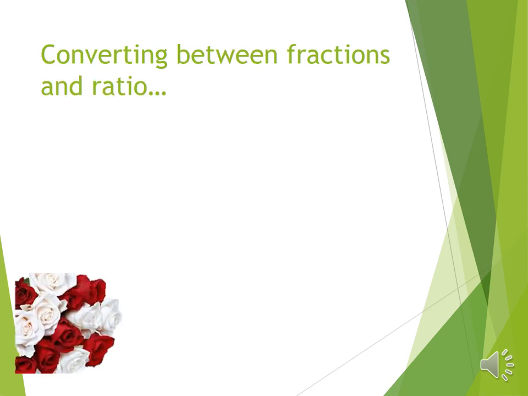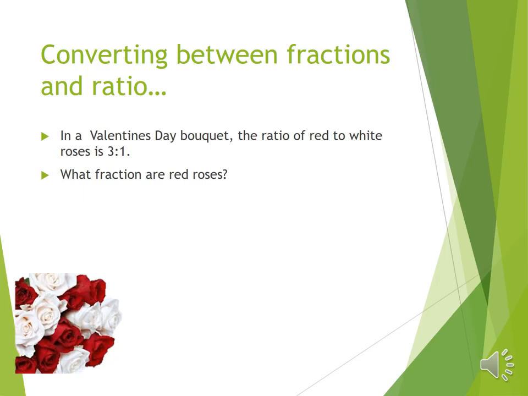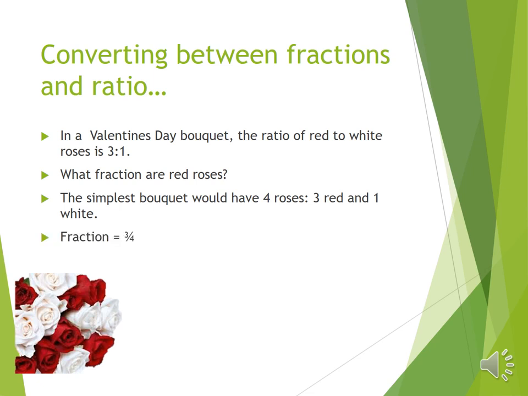So continuing on with that, let's give ourselves a quick question. In a Valentine's Day bouquet, the ratio of red to white roses is 3 to 1. What fraction are red roses? So what you do here is you look at the two parts of the ratio, 3 to 1, and you add them together. 3 plus 1 is 4, and of the 4, you know that 3 will be red roses and 1 will be white, because that's the ratio. You know for a fact that 3 out of 4 is the fraction. And it's as simple as that.